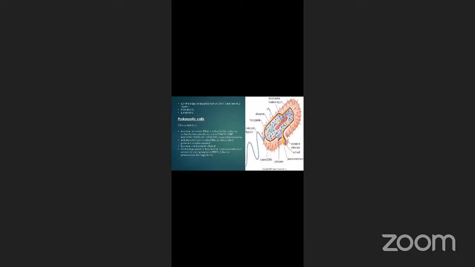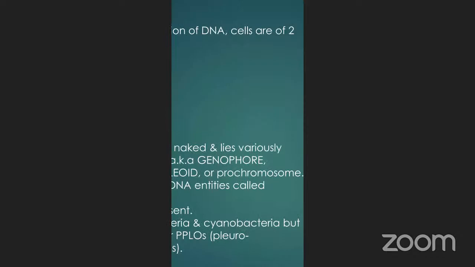On the basis of the organization of DNA, cells are of two types: prokaryotic cells and eukaryotic cells. Pro means primitive, karyo means nucleus, and eukaryote means true nucleus. So what are the characteristics of the prokaryotic cell? The DNA or nuclear material is naked. In eukaryotes, there is a nuclear envelope surrounding the DNA, but in prokaryotes there is no such thing, and the DNA is naked, lying in the cytoplasm.